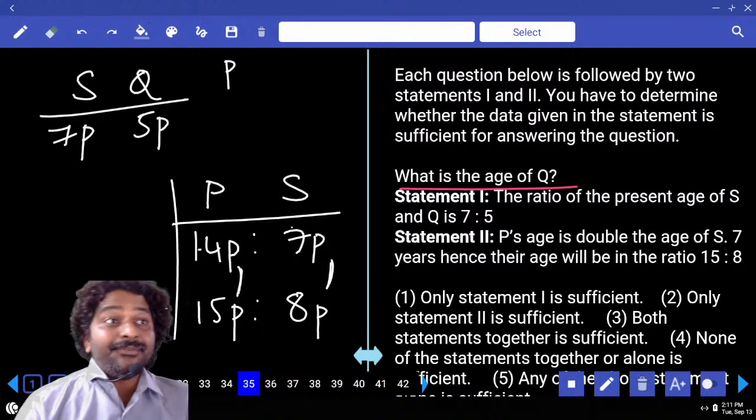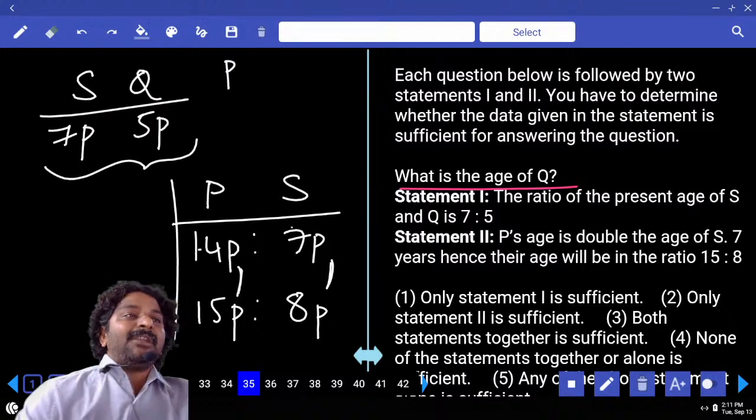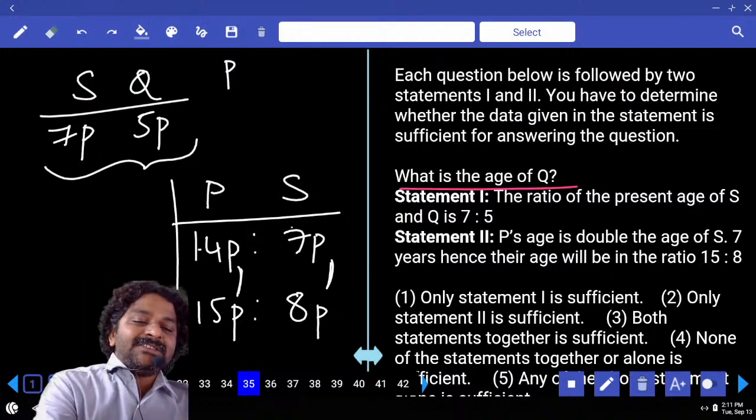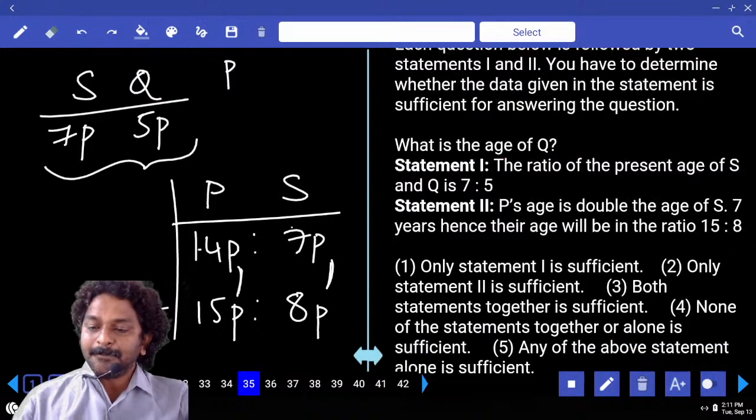Do you understand? If you include both statements, because we know the relation between S and Q, when you know S's age, can we calculate Q's age? Yes. What is your answer?